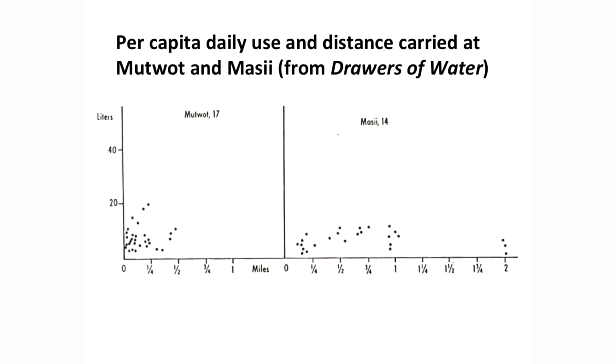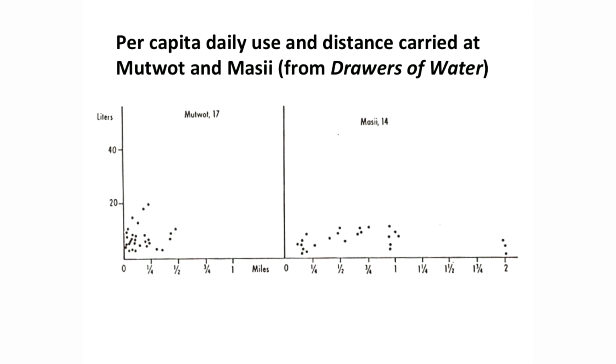The next two slides show the relationship between per capita daily water use and the distance water is carried from the home. This first slide shows the relationship for sample households in two villages, Mutwot and Masii. Note the distance the water is carried can be considered a measure of the cost per litre. The data for these two villages seem to show that distance from the home does not affect the quantity of water used. But look carefully at the horizontal axes for these two villages.